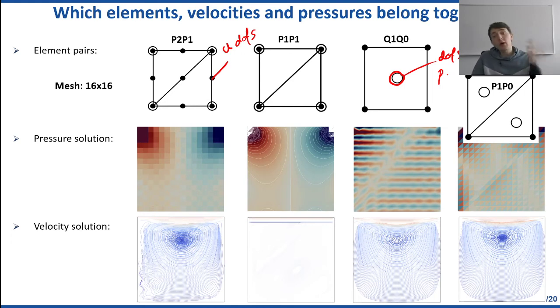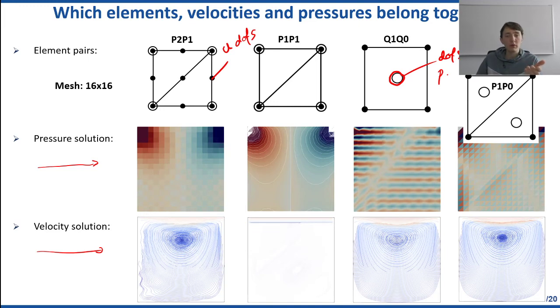Now it turns out that if we combine this in an inappropriate manner, then we can get solutions that look pretty terrible, right? So here we have different pressure solutions, and here we have different velocity solutions that correspond to some of these elements at the top. Now, at this point, I haven't matched this up yet. So the elements do not correspond to these pressures, and these pressures do not correspond to these velocities.